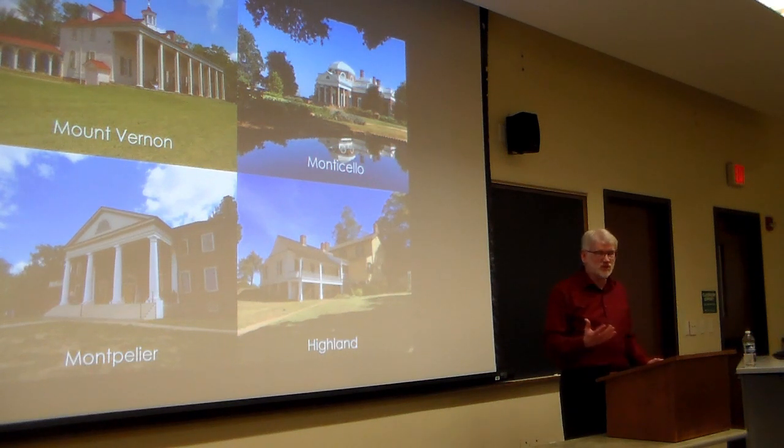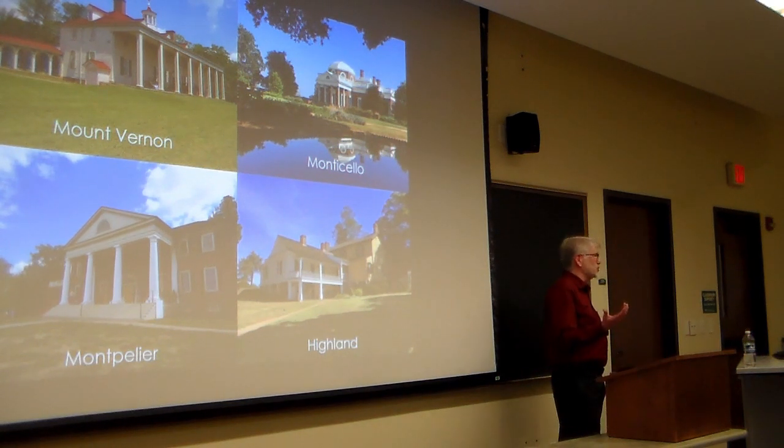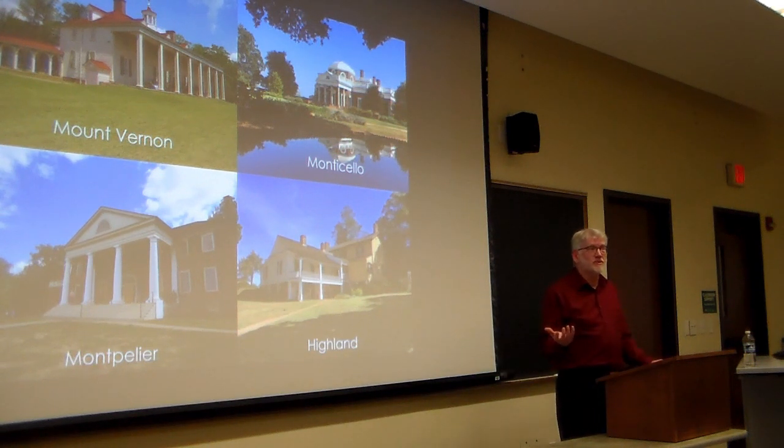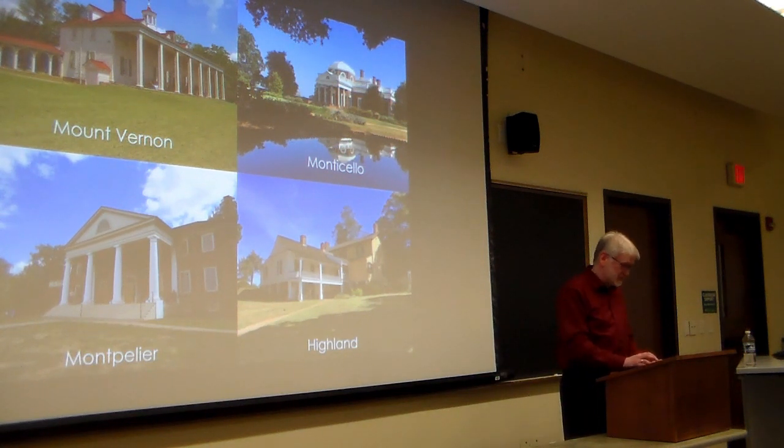Visitor numbers at Montpelier, which is in Orange, Virginia. If you haven't heard about Orange, Virginia, I wouldn't be surprised. It's hard to get to. But about 100,000 people would visit Montpelier, and about 50,000 would visit Highland. Not that many people know about James Monroe.